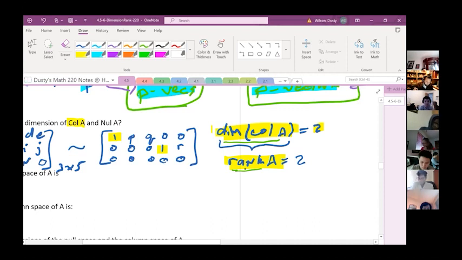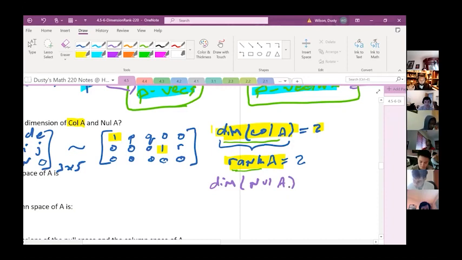Okay, so how about the dimensions of the null space? What's my dimension of my null space in this particular case? What do I want to count? Okay, I have lots of people saying pivots, and then I have Felix saying other columns, and Ritama's saying free variables.